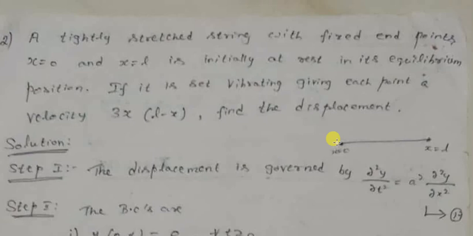Second example, a tightly stretched string with fixed endpoints x equal to 0, x equal to L. So the length of the string is L, and it is initially at rest in its equilibrium position. If it is set vibrating, giving each point a velocity 3x into L minus x, find the displacement. So the length of the string is given as L. One end is x equal to 0, another end is x equal to L. And it is given it is initially at rest in its equilibrium position.